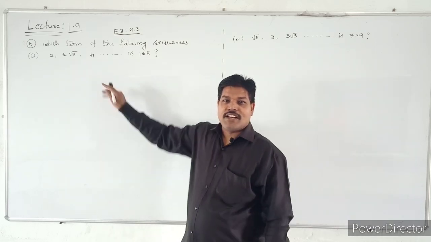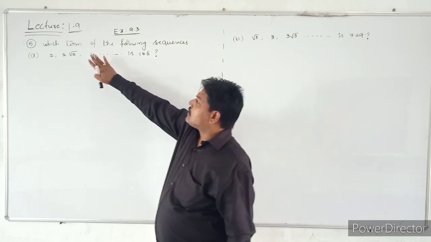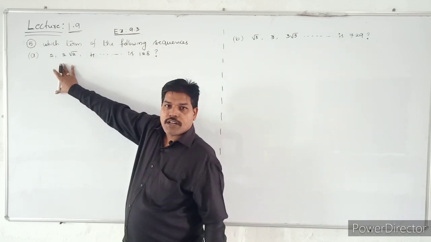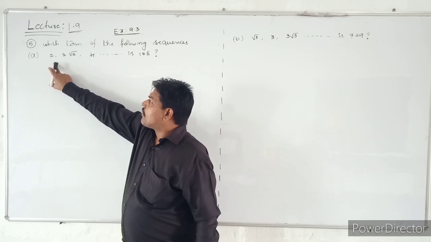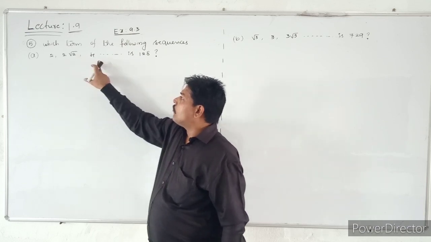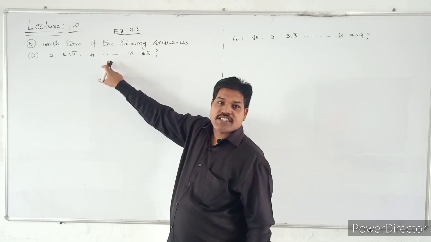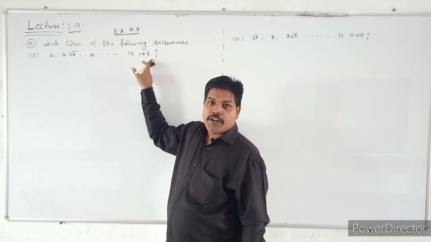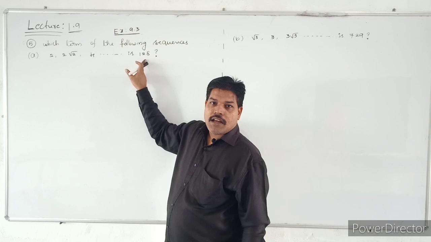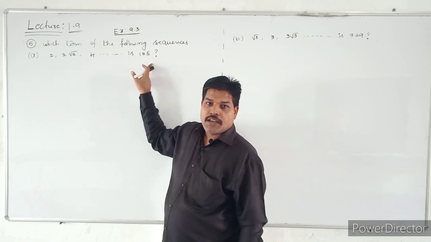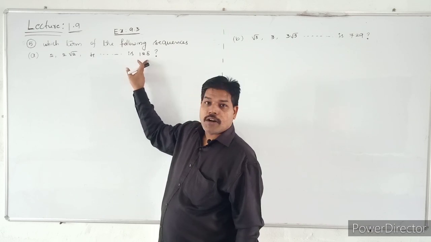See students, see the question number 5. Which term of the following sequence? See the first question, A. They are given one sequence: 2, 2 root 2, 4 and so on. They are given one number in this sequence, that is 128. They are asking which term in the sequence is 128.